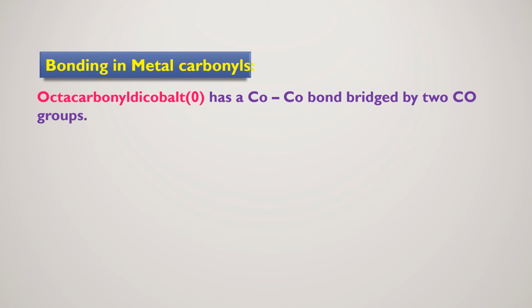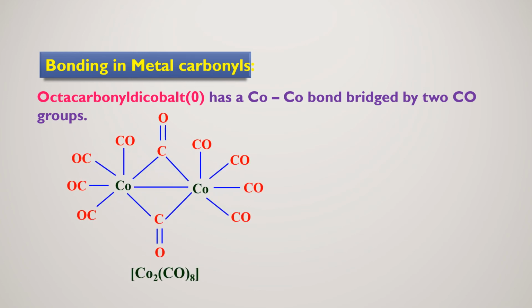It is bridged with two carbonyl groups. One metal bond will be there, and bridging will be there. Two carbonyl group bridging means two metals are connected to carbonyl. See here, two carbonyl ligands are bonded to both the metals, and one metal bond is there.